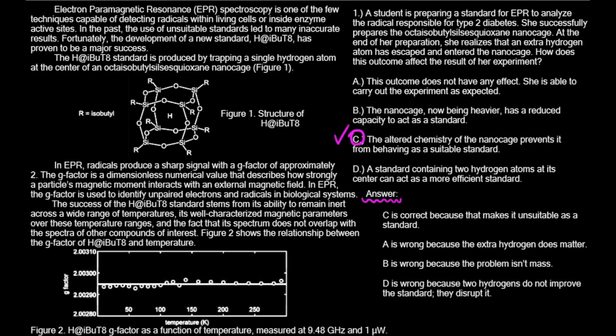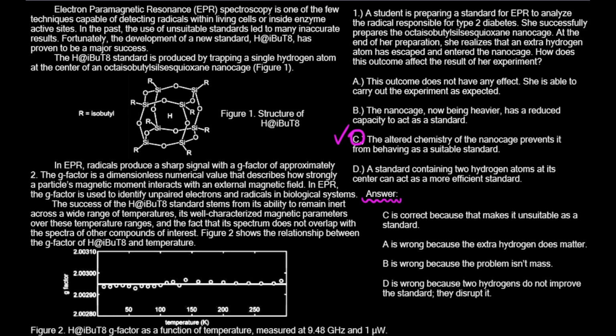This changes both the chemistry and the magnetic properties of the standard. When 2 hydrogen atoms are forced into close proximity, they can interact and form an H2 molecule, which has paired electrons and is no longer paramagnetic. Because of that change, the molecule can no longer behave as a proper EPR standard. That's the reason why the correct answer is answer choice C. The altered chemistry of the nanocage prevents it from behaving as a suitable standard.